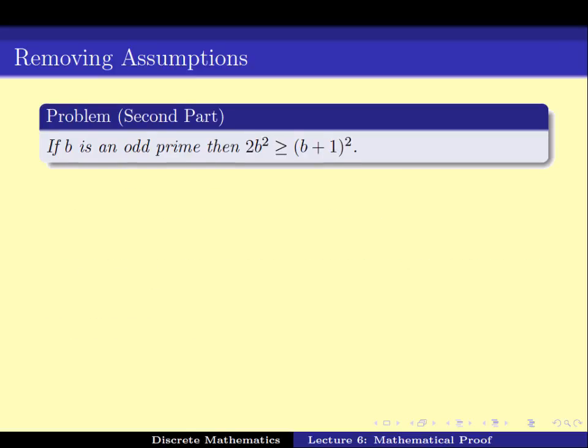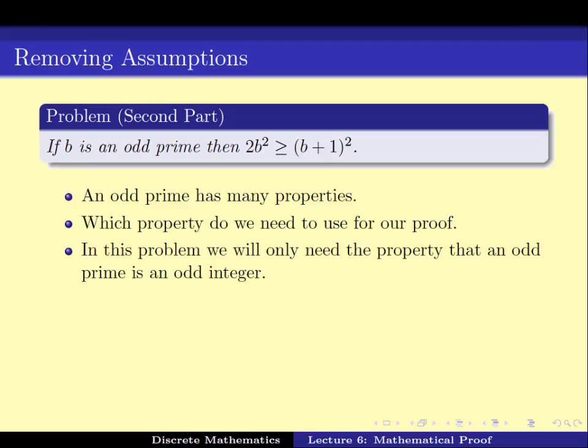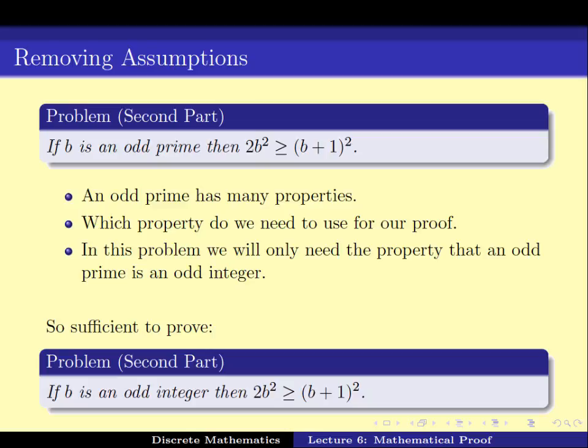Similarly, let's go to the second part. It says that if B is an odd prime, 2B square is greater than or equal to B plus 1 whole square. Now again, here B is an odd prime, so which properties of the odd prime should be used? And in this particular problem, all we need is B is an odd number or odd integer. That's all we need. So, in this case, it is sufficient to prove that if B is an odd integer, then 2B square is greater than or equal to B plus 1 whole square.